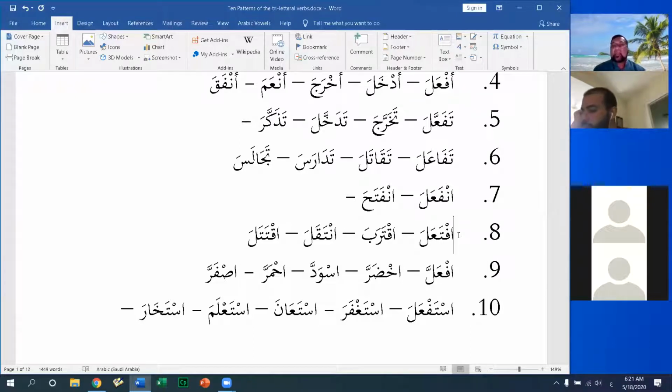Ifta'ala is on the eighth pattern, and of course we see fa'ala there, and we just put a ta between the fa and the ayn with fatha, and we make a sukun on the fa and put hamzatul wasl at the starting. Ifta'ala, and generally it's kind of similar to infa'ala in that it takes transitive verbs and makes them intransitive.